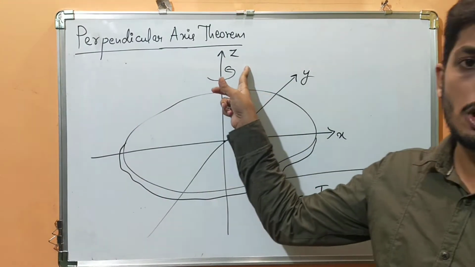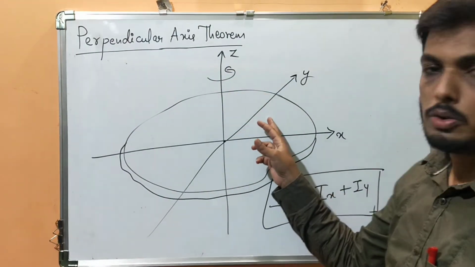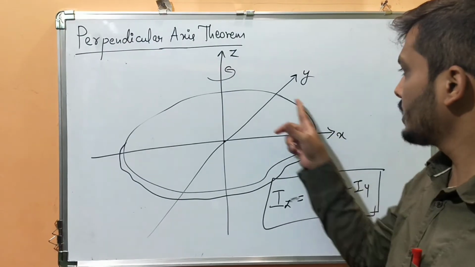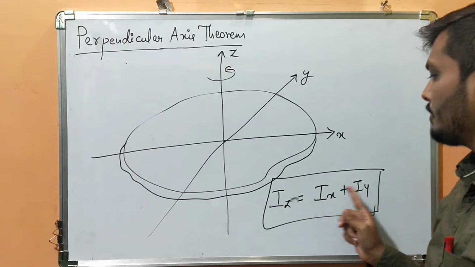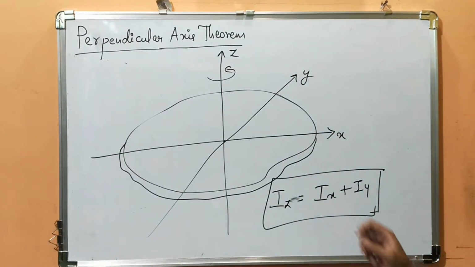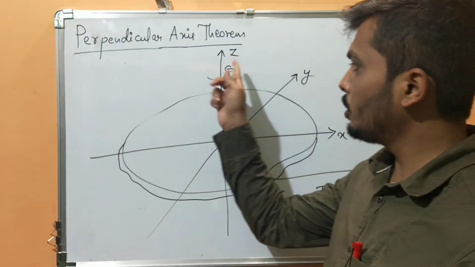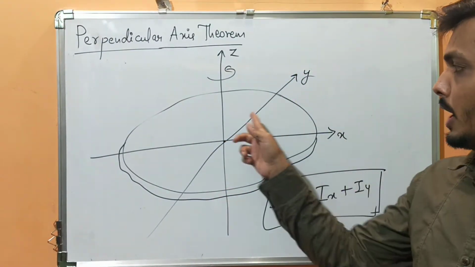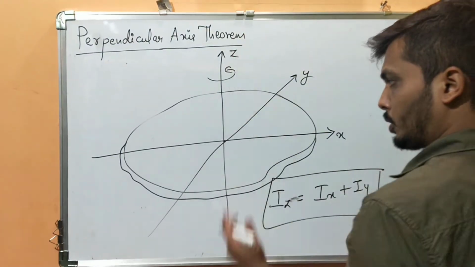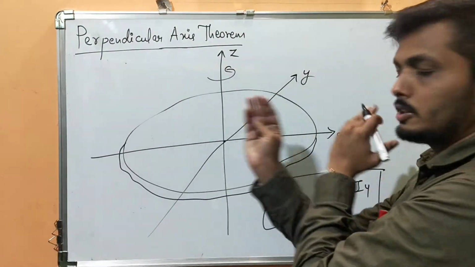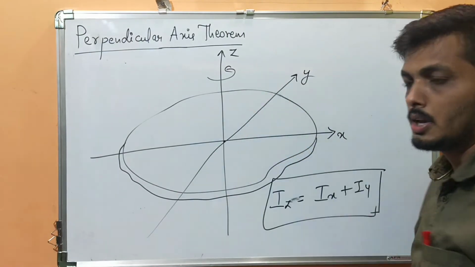If you want to find the moment of inertia about the z axis, simply find the sum of the moments of inertia about both axes: Ix plus Iy will give you Iz. Yes or no? Mutually perpendicular. What does it mean? This is the x coordinate, y coordinate, z coordinate. X, y and z are mutually perpendicular to each other. This is the axis of rotation. It is rotating this way, about this z axis.